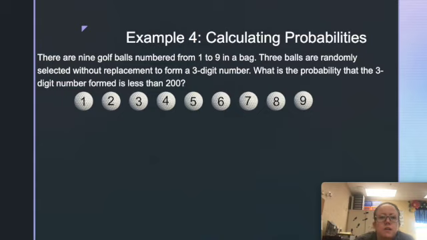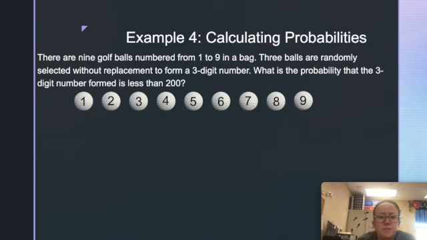All right. What about golf balls? There are 9 of them. They're numbered 1 to 9 as the picture shows. 3 of the balls are randomly selected without replacement to form a 3-digit number. What is the probability that the 3-digit number formed is less than 200?